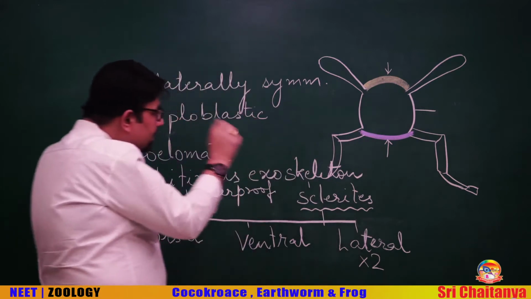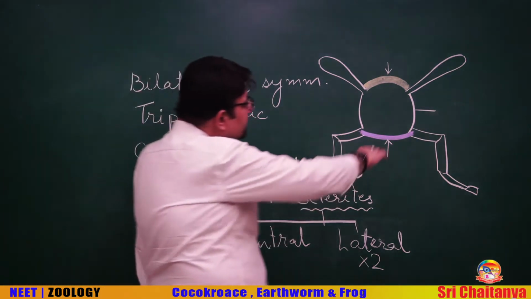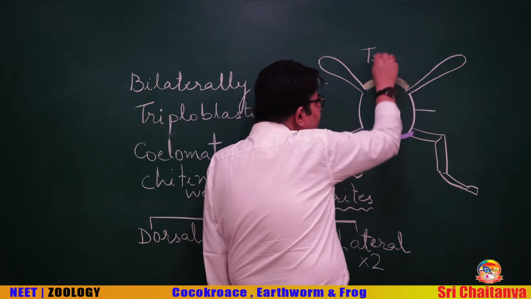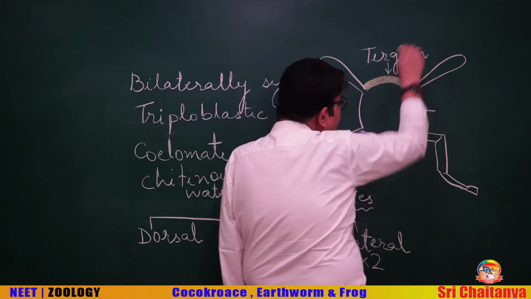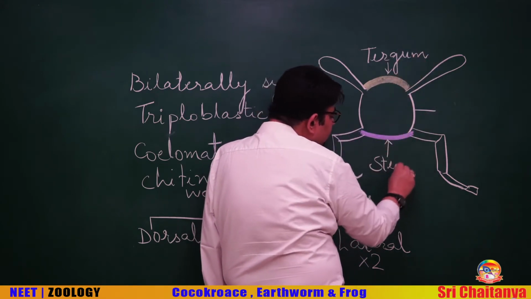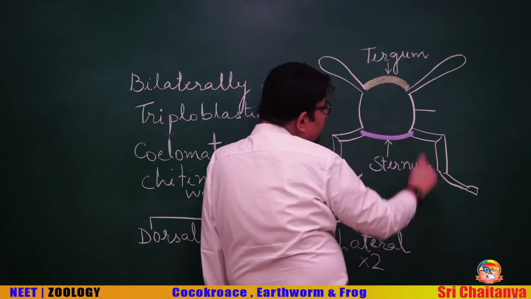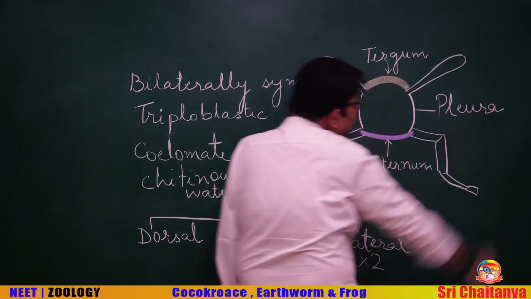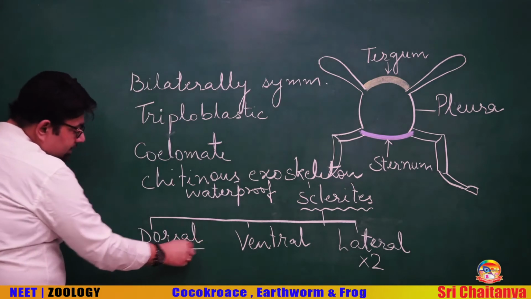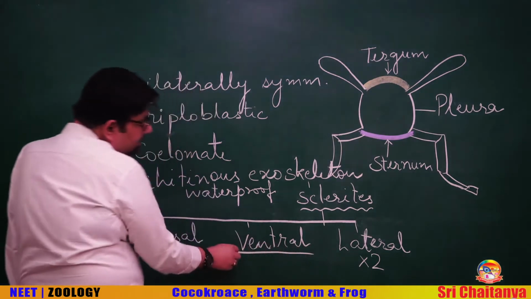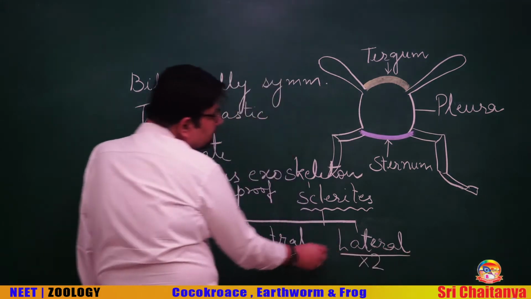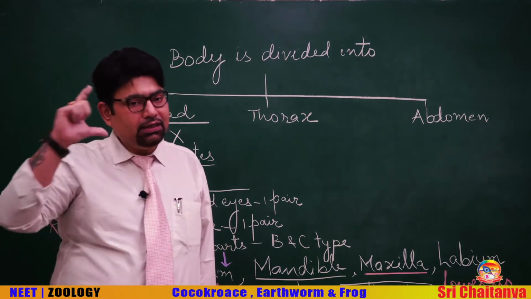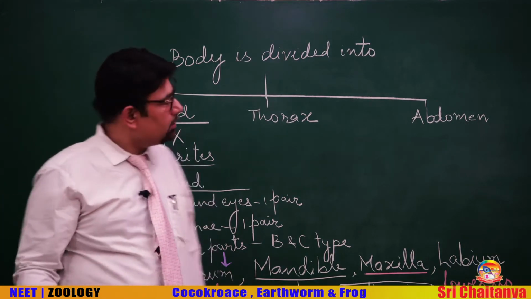Now, there are some names given to the sclerites. For example, if this is dorsal, this is ventral. The dorsal is known as tergum. The ventral is sternum. The two lateral ones are called pleura. So, dorsal is tergum, ventral is sternum and the two lateral ones are called pleura. The body of the cockroach is divided into head, thorax and abdomen.